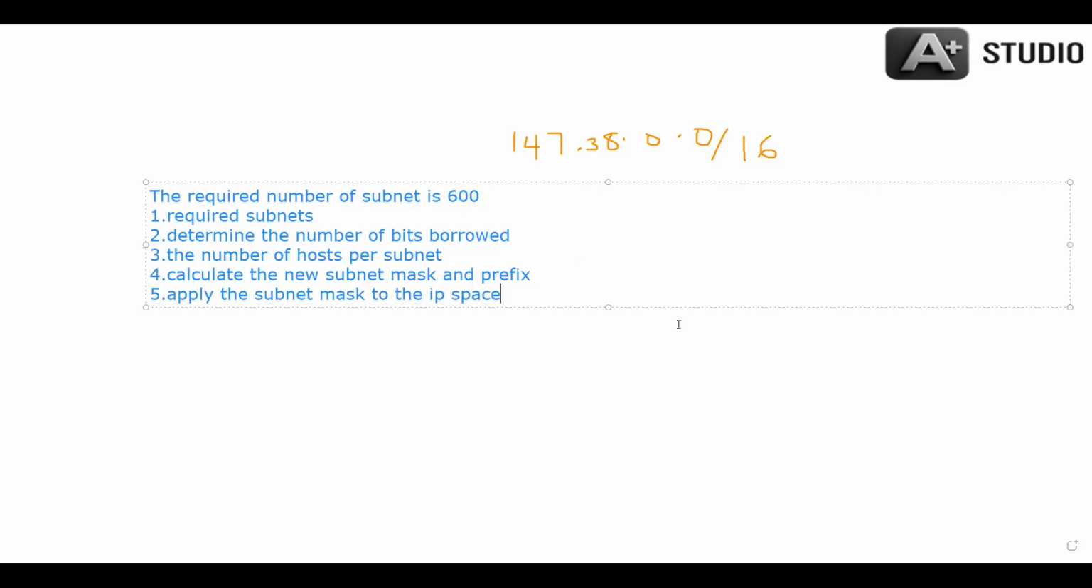So this is the question. We have an IP address of 147.38.0.0. So you see, even though it is a class B IP address, it is classless. But still, because it is CIDR 16, it means it's a class B IP address naturally. So let's work on it and let's see.